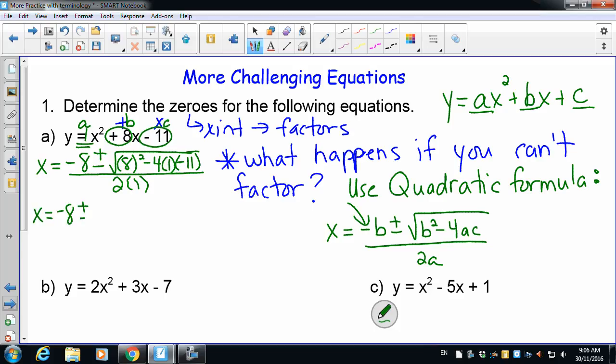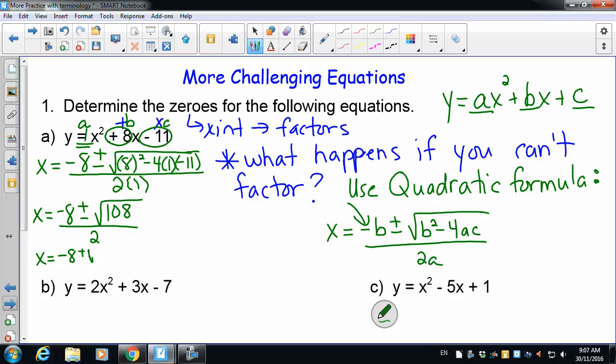Negative 8 plus or minus, and I'm going to figure out what that number is under the square root sign. So let me grab my calculator just so I don't make a mistake. I have 108 under the root sign. I'm just going to double check because I hate to tell you the wrong number. Yep. All right.